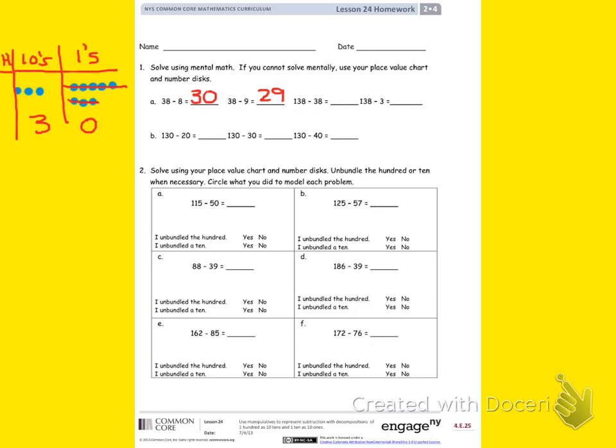And so I would change this drawing to look like this, 138 as the original number, and then I would cross out 38, which is 3 tens and 8 ones. So the 8 ones I've already crossed out, and here's the 3 tens that I could cross out. And now my new answer would be 100.